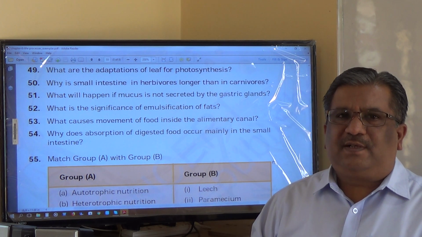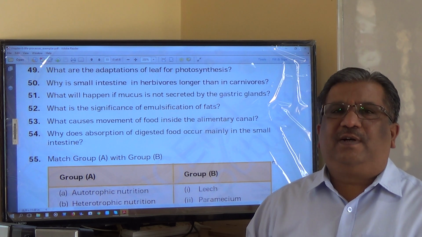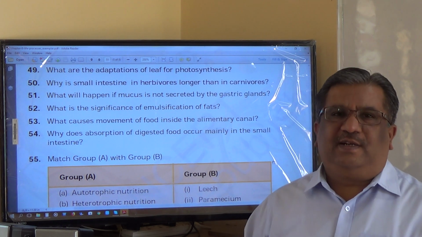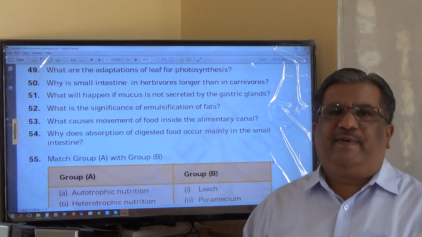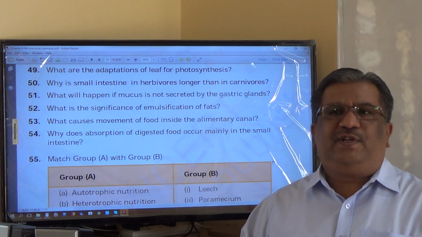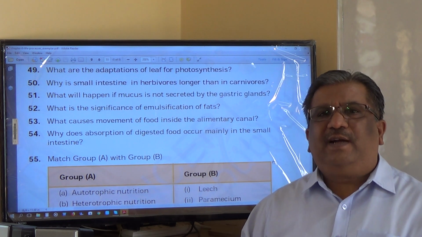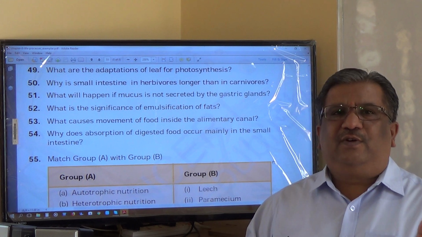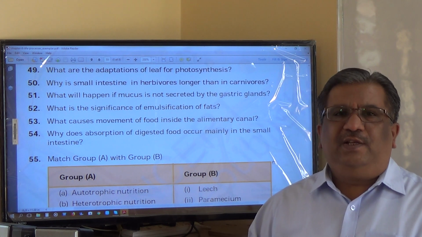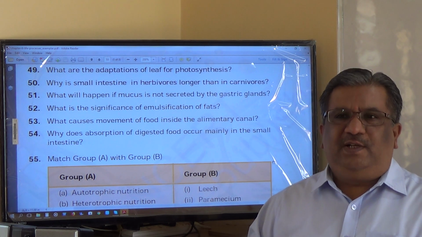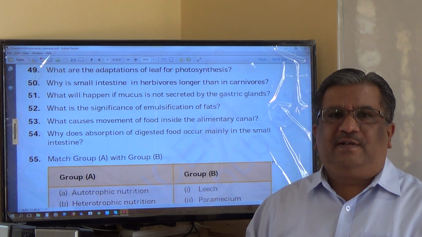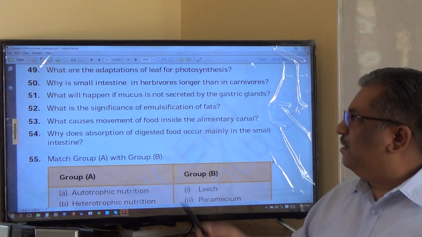For the action of enzymes, these need to be broken down into smaller globules. Do you understand? Ultimately, fats are converted to which products? Fatty acids and glycerol. If fat globules are larger, the action of the enzyme is not effective. In order to facilitate the action of the enzyme and to increase its efficiency, fat globules need to be broken down into smaller globules, which is done by the bile juice, that is, the bile salts present in the bile juice secreted by the liver. Okay, that's the answer for that.